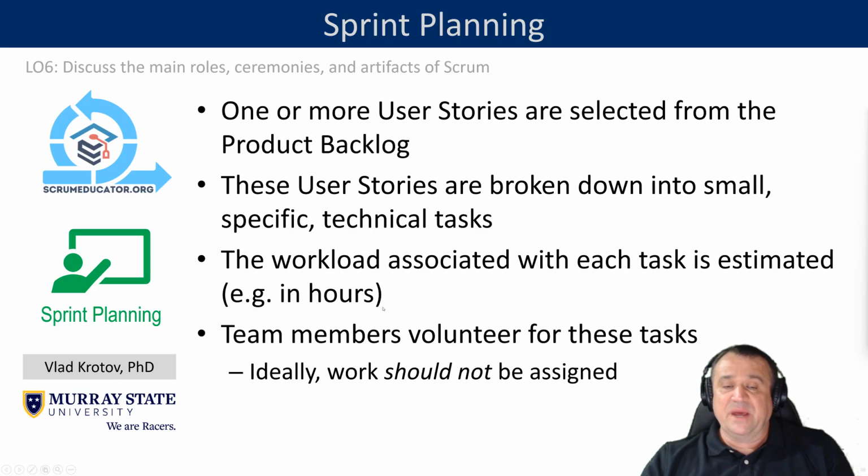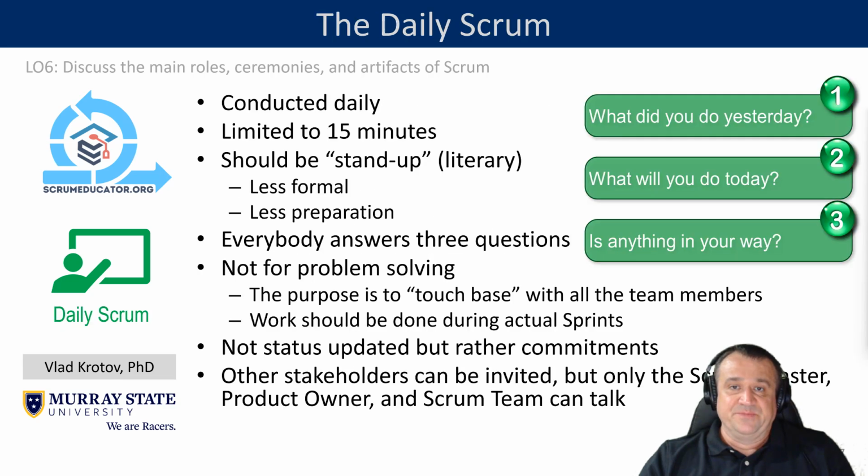So for example, it can be in man hours or person hours, or sometimes Scrum teams use abstract units like story points, 1 or 2, 3 story points, just to show relative difficulty or relative complexity of each task. Now in Scrum, work is never assigned. Team members volunteer for these tasks. So ideally, everybody should volunteer, doing what he or she believes is within his or her capacity and something that he or she is interested in, because you know that if you assign work, you may lose people's motivation.